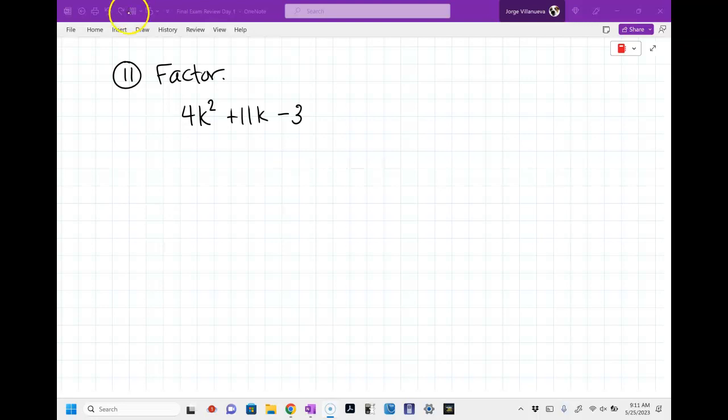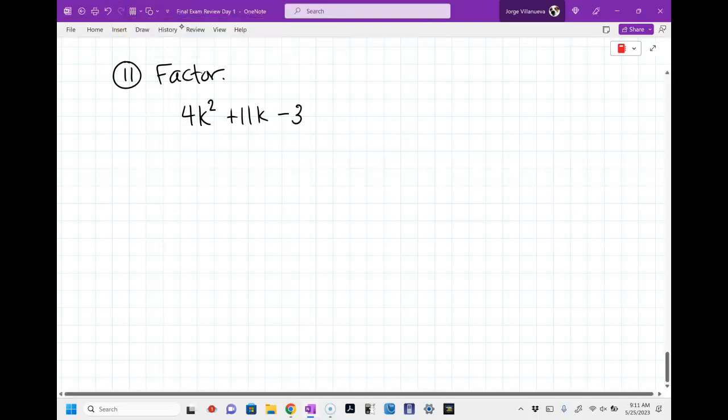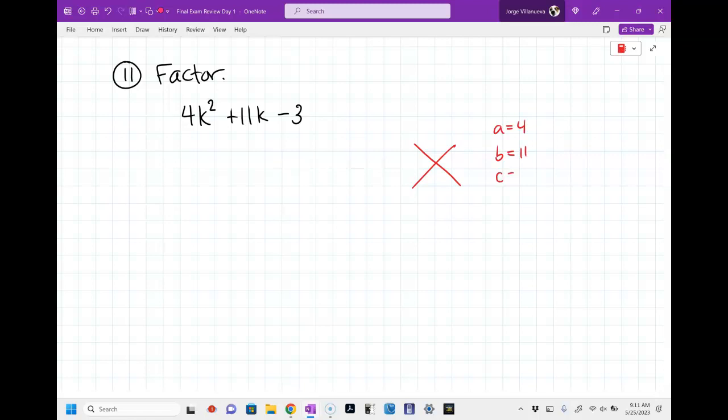Okay, so at this point, I am just going to start factoring. So my A is a 4, my B is an 11, and my C is a negative 3. A times C is negative 12, that goes on top. B is 11, that goes on the bottom. I got to think of two numbers that multiply to negative 12 that give me a positive 11. I would say 12 and 1, right? And one of them has to be negative. So positive 12 minus 1. That gives me what I need.